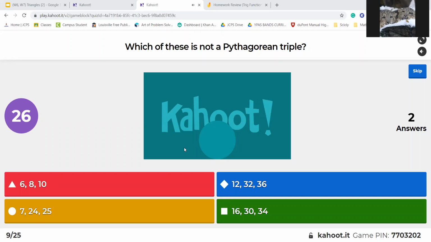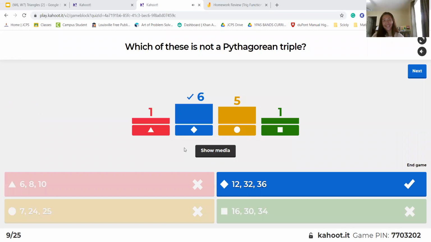The screen's literally frozen. Okay. What was that?